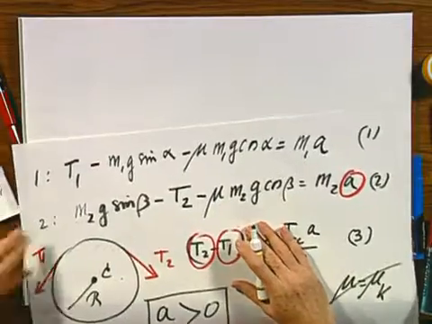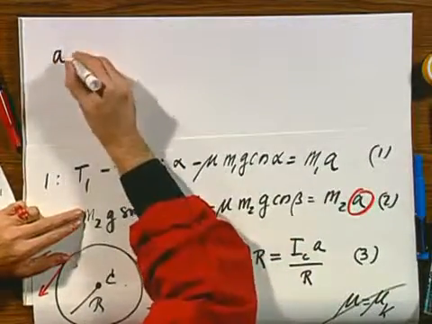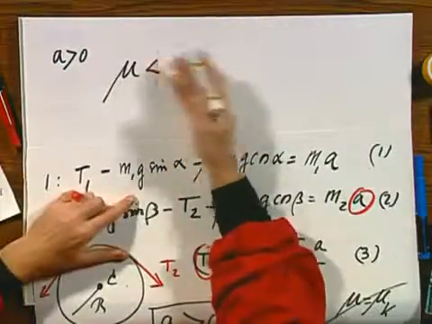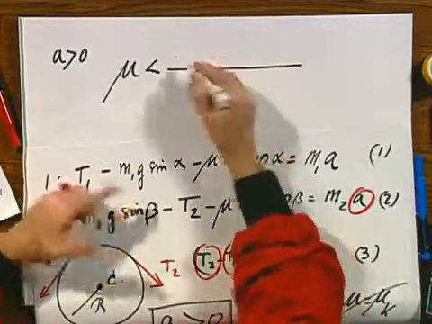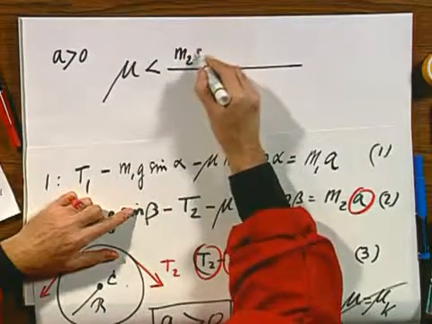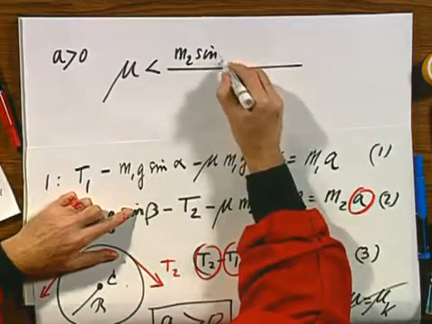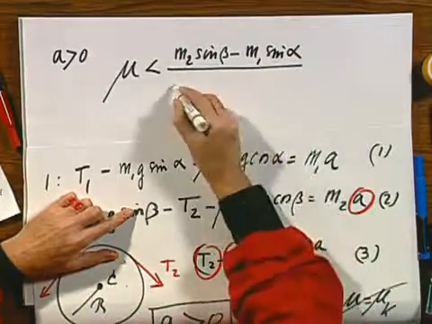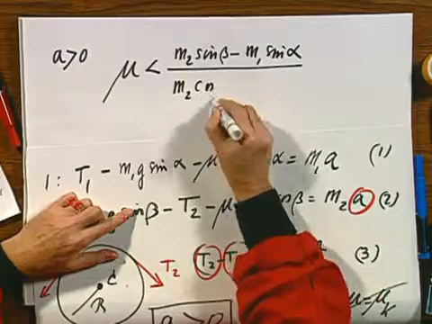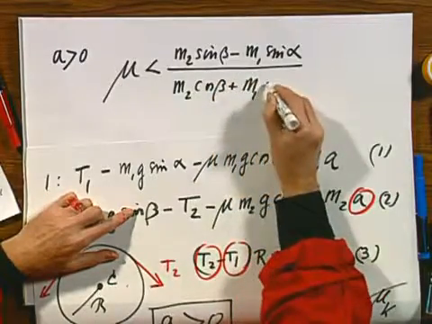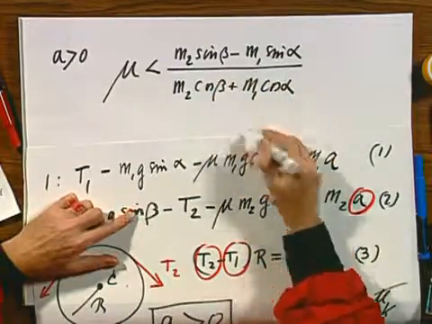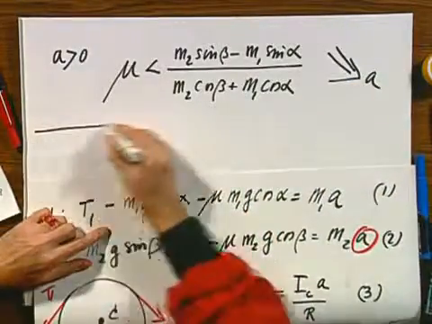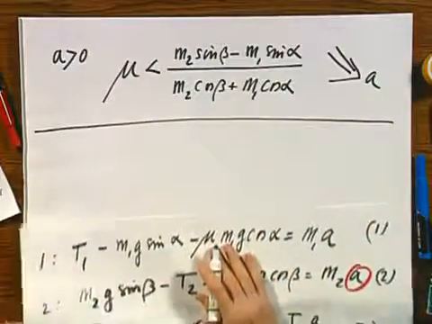I massaged it a little bit for you. When a is larger than 0, you can express that in terms of a mu if you want to. It's nothing special, it's nothing new, it's the same thing. And mu then must be smaller than m2 sine beta minus m1 sine alpha divided by m2 cosine beta plus m1 cosine alpha, and that is only then the case if a is downstairs. So this must be met.